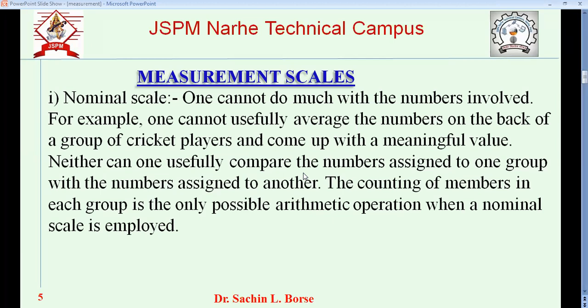And we also cannot compare the numbers. Suppose number 8 and number 1, we cannot compare. It is a tag. Jadeja having the tag 8 is not higher than the person who has the tag 1. It has no meaning. It is just an identification tag. So only one thing we can do, we can count numbers 1 to 15. It is just an arithmetic operation, but it has no meaning. Now we go to the next scale.